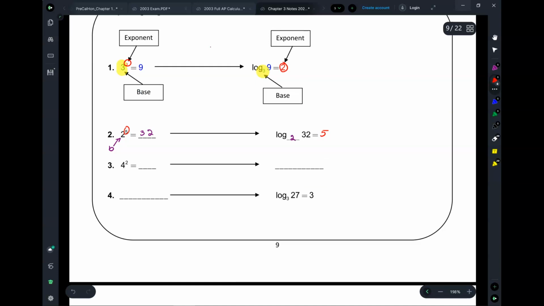So 4 squared is how much? 16. In this setup here, there is a base of 4. So I can rewrite that as log base 4, right, of 16 is equal to the exponent 2. Okay? So, here, right? Okay. We have log base 3 of 27 is equal to 3.